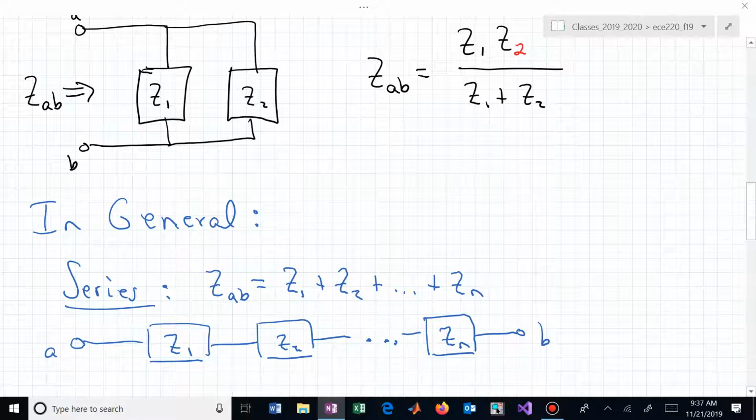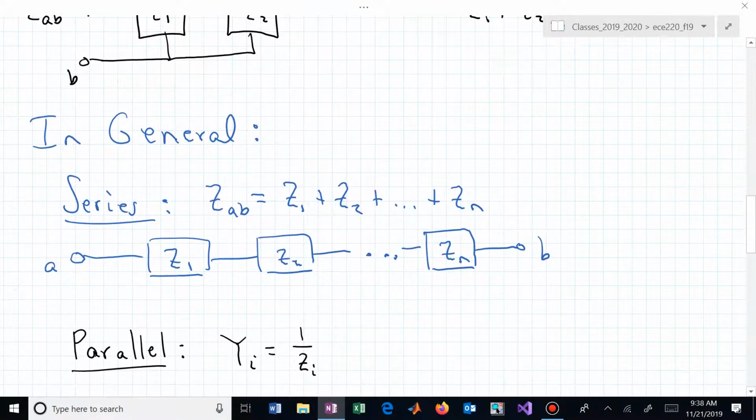We just say, oh, these are a bunch of complex numbers. You probably want them in rectangular form. Then you just add their real parts and add their imaginary parts, and now you have the R and the X in your effective impedance between nodes A and B.